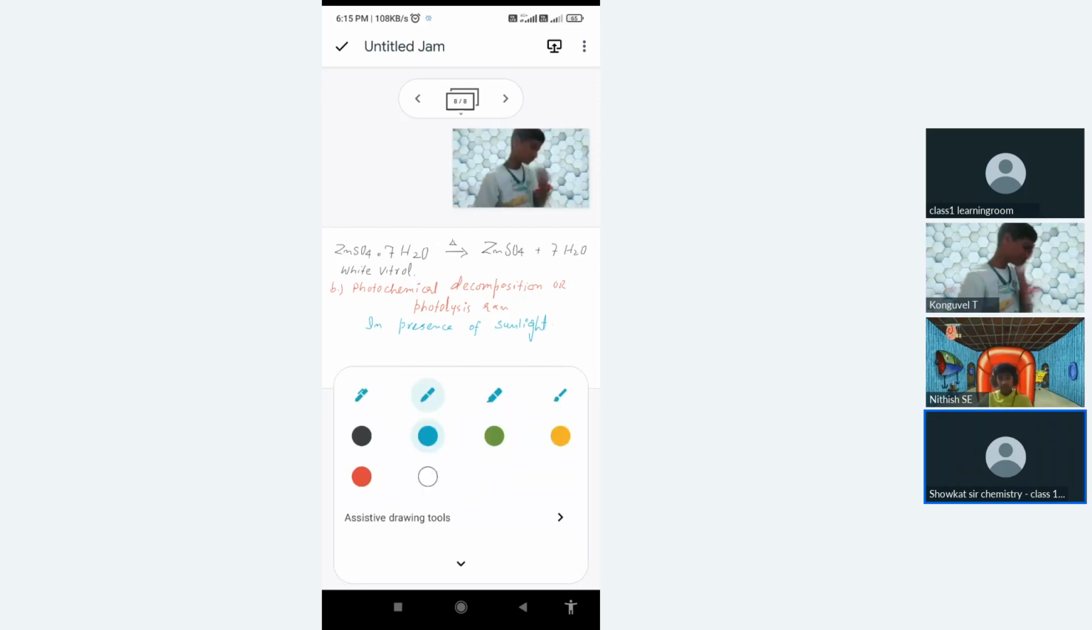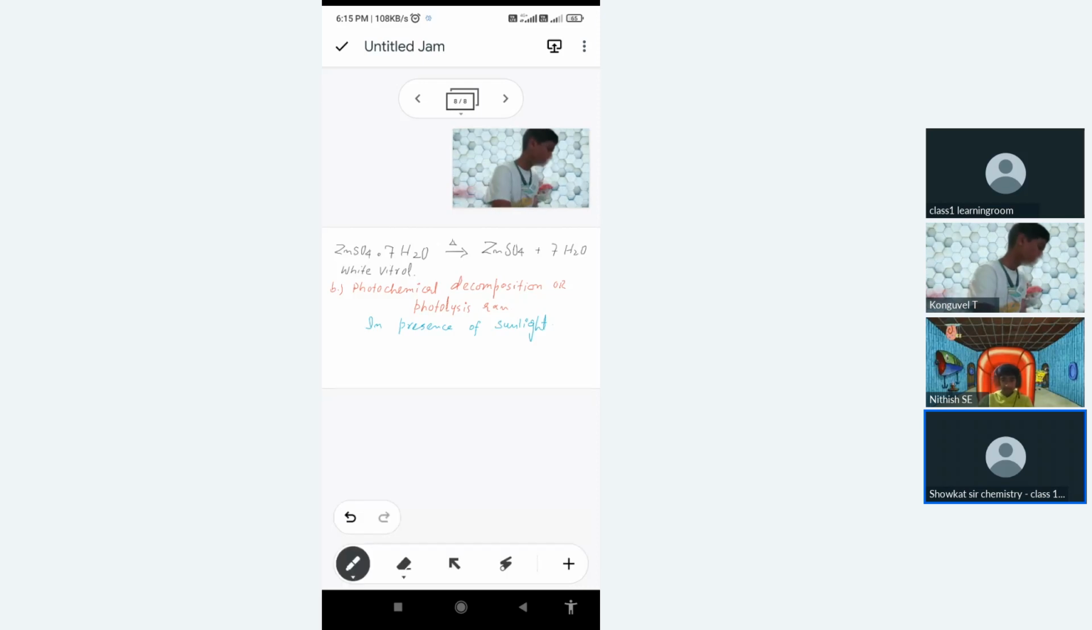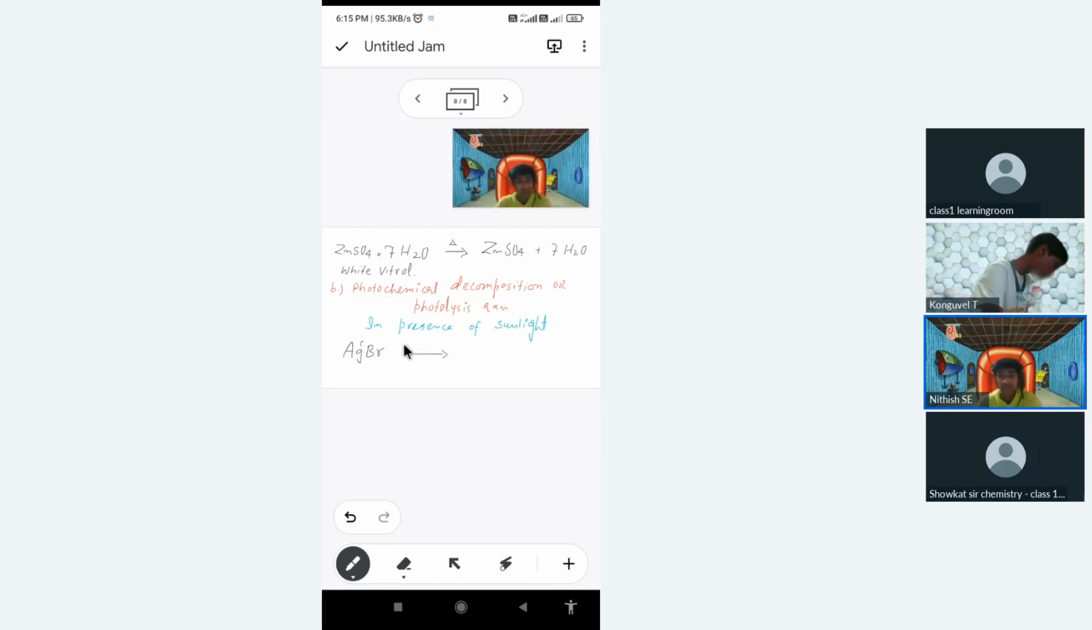Artificial ultraviolet radiations can also decompose. For example, I will give you the example. We are having this silver bromide. This type of reaction is actually used in photoelectric devices, that is the cameras. So in presence of this sunlight, can you tell me what happens to this silver bromide?